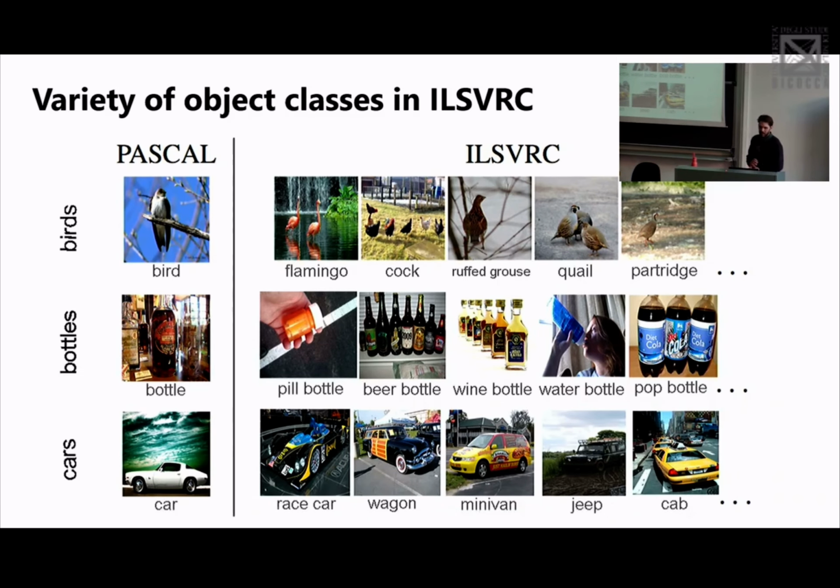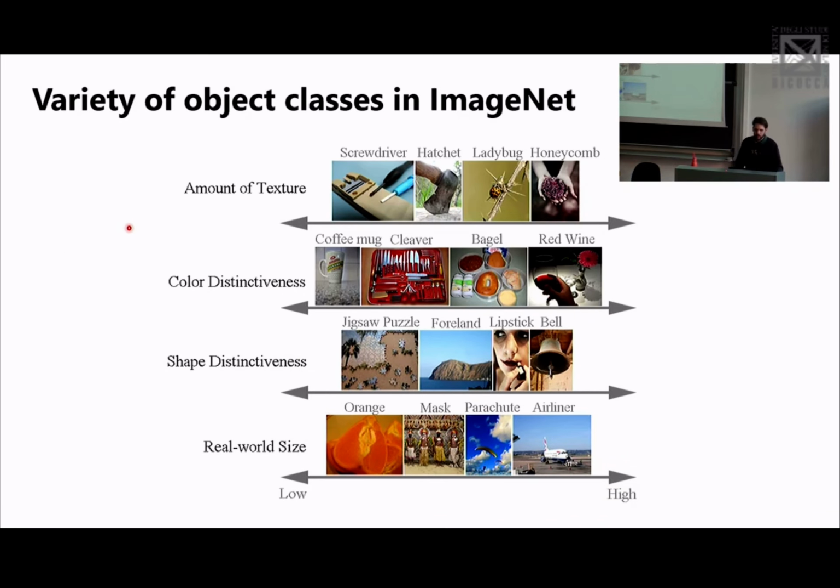And you could see that there are huge varieties of object classes. You can see the different kinds of categories, like bottle can be a pill bottle, a beer bottle, a wine bottle, water bottle, and so on. You can see how we get to 20K categories, like car and race car, wagon, minivan, jeep, cab, and so on and so on. Let's take a look at the kind of features that you get, the kind of things that you need to deal with.